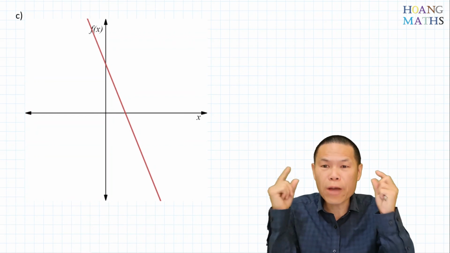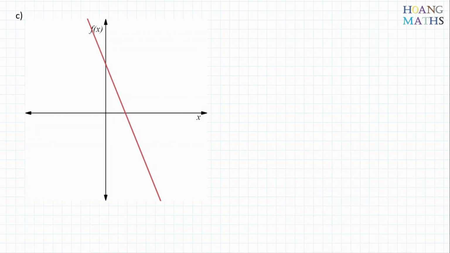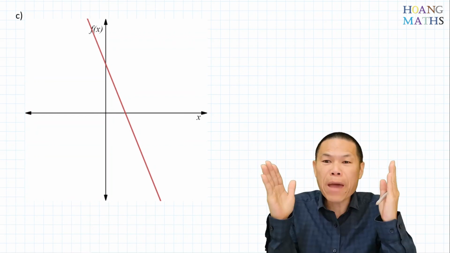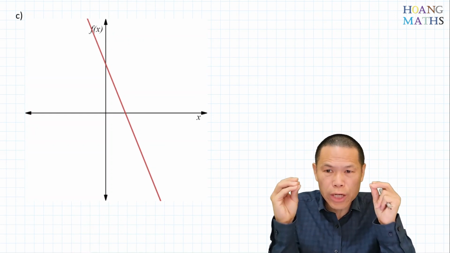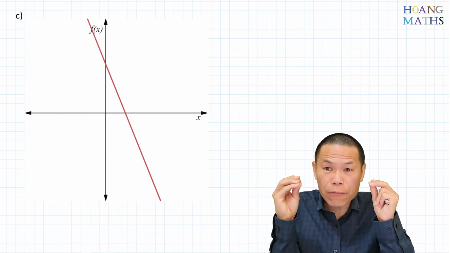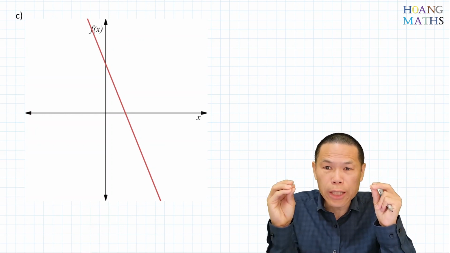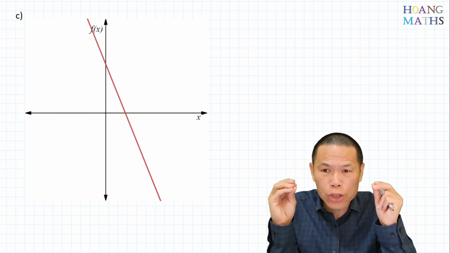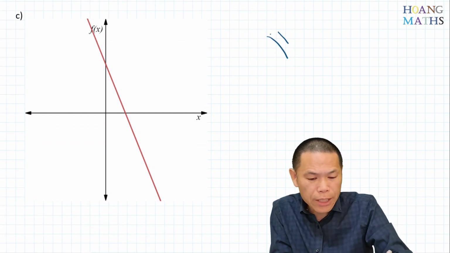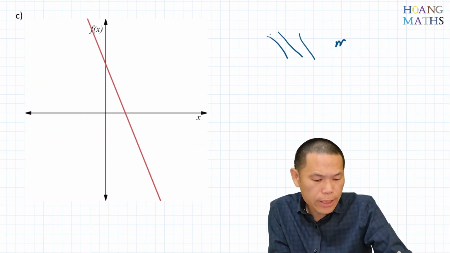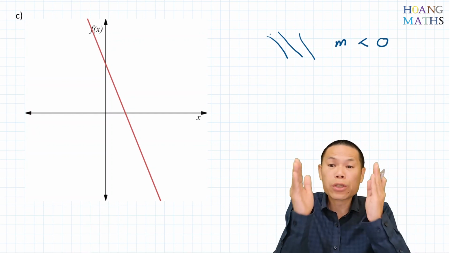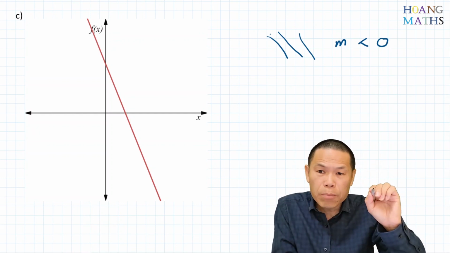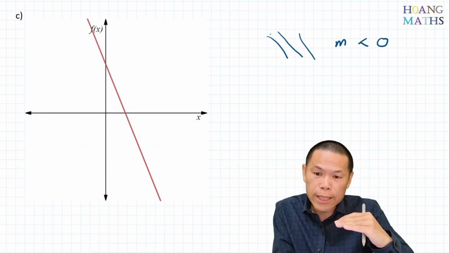Please pause the video and try this one yourself. Hi, I'm back. How do you go? So we know that this function is a straight line. So therefore, the gradient function of this is a constant. And this is a negative constant because remember the line on this way, we have a gradient of negative, or less than 0 if you like. So we just draw a horizontal line, but it's negative. So therefore, it's below the x-axis.